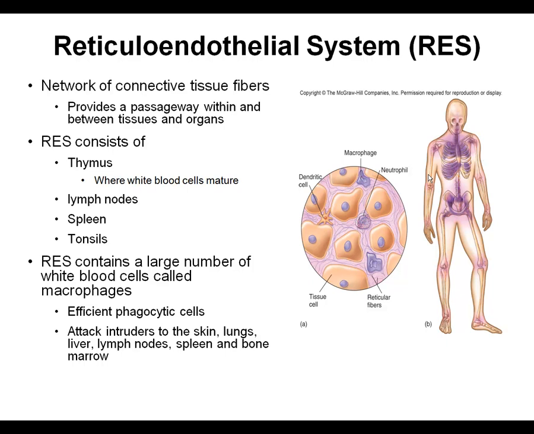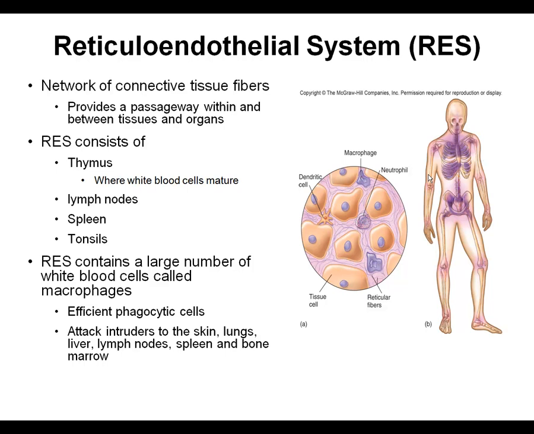You'll notice here on the picture where it's got kind of purple tinting. That's where you're going to have a lot of this reticular tissue that's going to act as that filter. The organs of the reticuloendothelial system are going to be the thymus. The thymus is probably the most important immune organ that we have as a small child. This is where the white blood cells are going to mature.